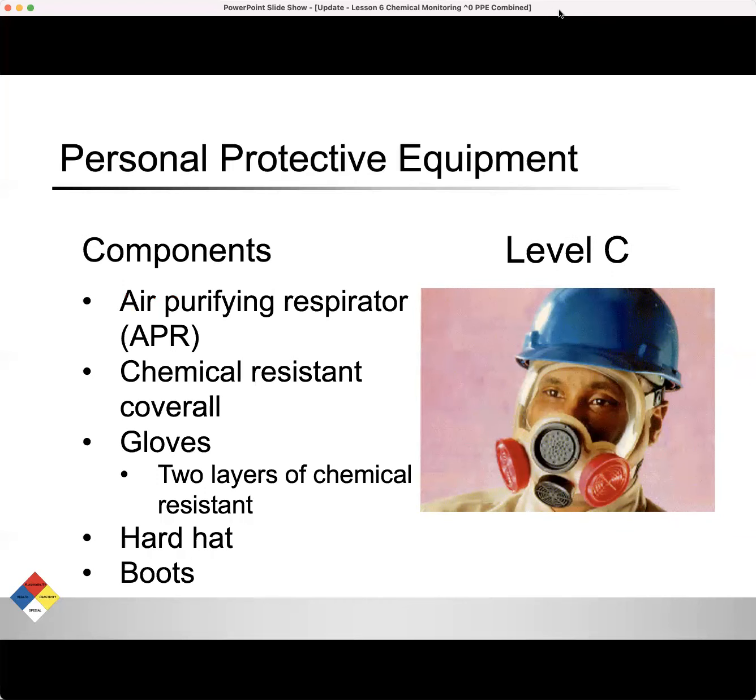Level C components, it's going to be the same chemical protective suit or pretty close as a level B, except instead of an SCBA, you're wearing an air purifying respirator or an APR. You could also use a PAPR, which is a powered air purifying respirator. Chemical resistant coveralls, 2 layers of chemical resistant gloves, a hard hat, and boots.